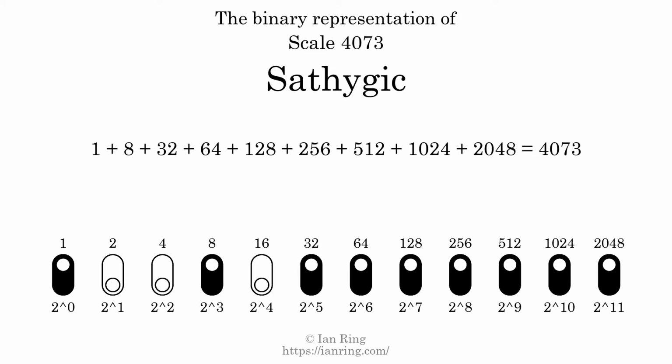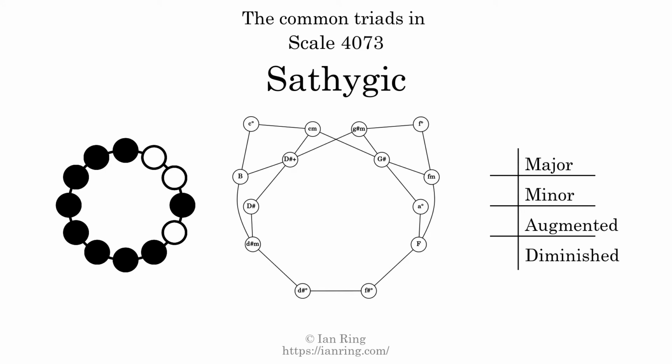The scale number not only enumerates the scale with a unique index, but it also literally describes the tonal content of the scale. Represented as a binary number in base 2, the scale number is 11111101001. Here are the common triads present in this scale.